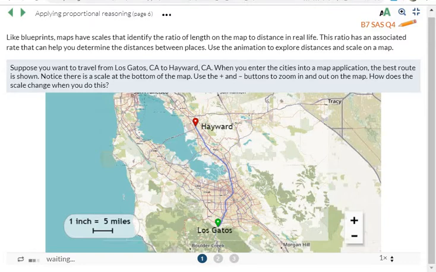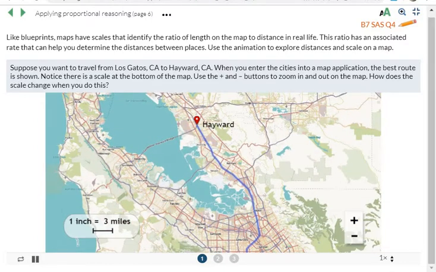What is my scale? What does it say it is? 1 inch equals 5 miles. So it looks like I'm traveling from Los Gatos to where? Hayward? Okay. What happens when I zoom in?